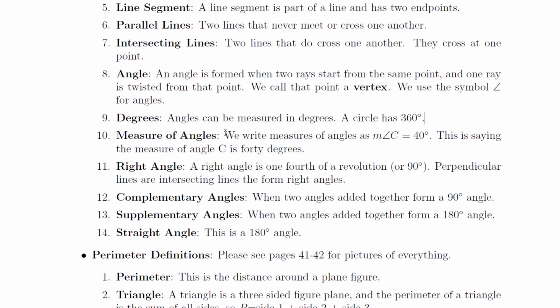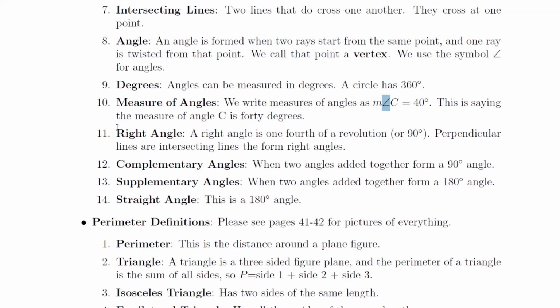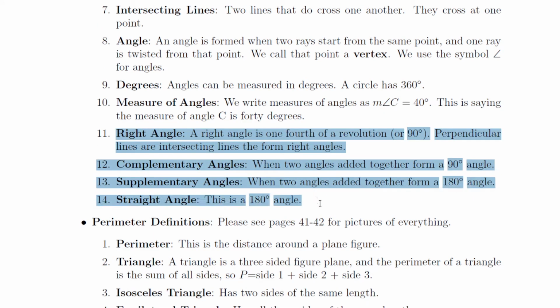The way that we write measures of angles is the measure of that symbol again, that angle symbol, and we just name whatever the angle is that we're calling it. So in this case, it's just called angle C, is 40 degrees. So again, this is just saying that the measure of angle C is 40 degrees. These are some pretty big ones right here, okay?